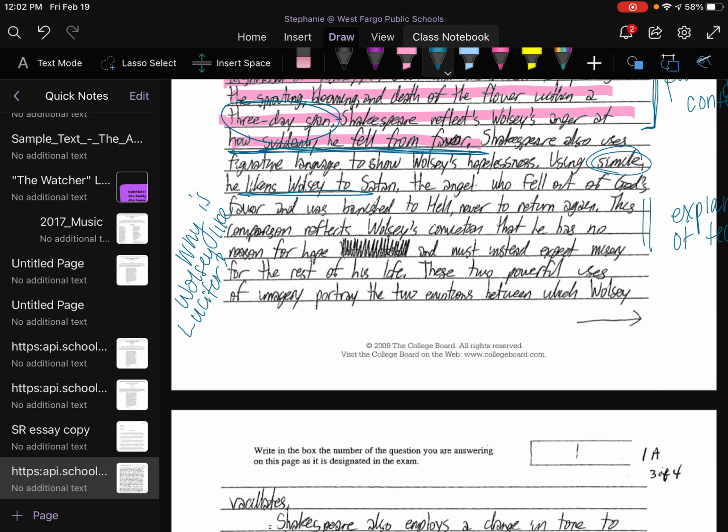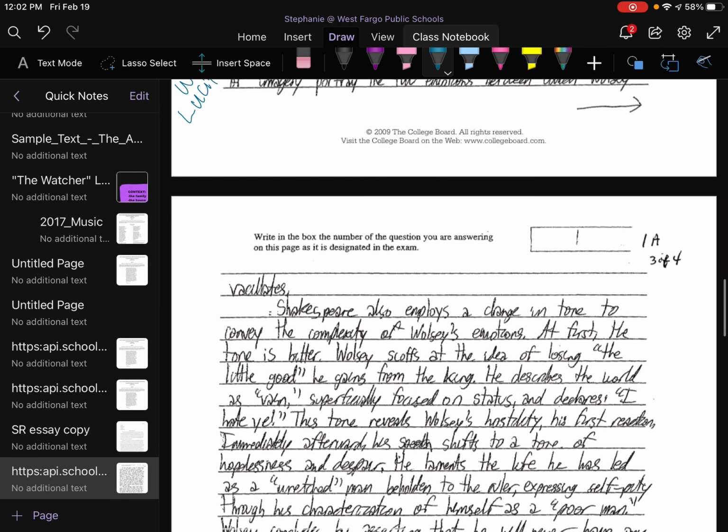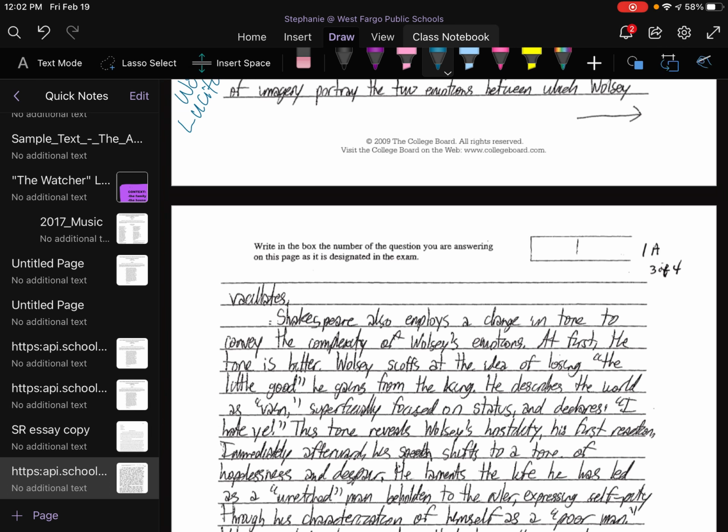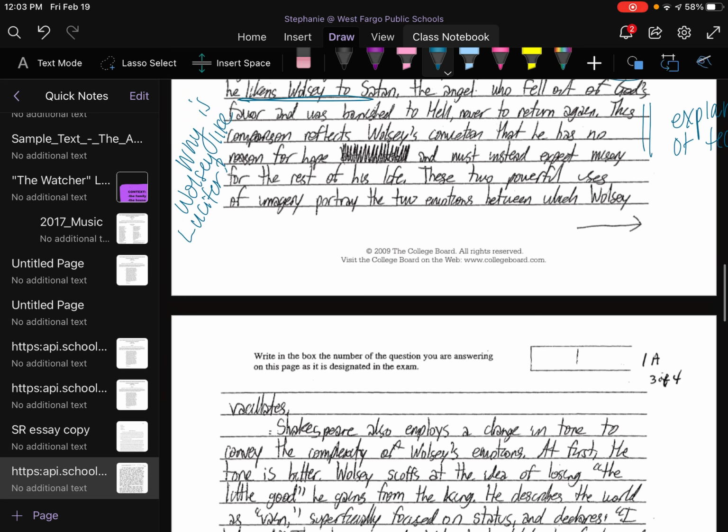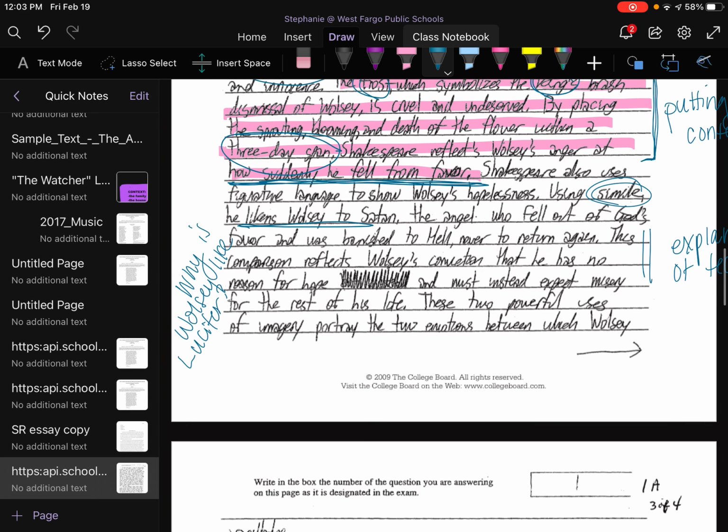These two powerful uses of imagery portray the two emotions between which Wolsey vacillates. I don't know what word that's supposed to be, but vacillates, that's what it is. Vacillates is just a fancy word for goes between.